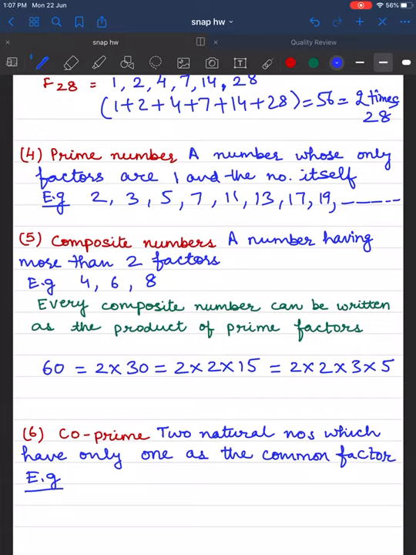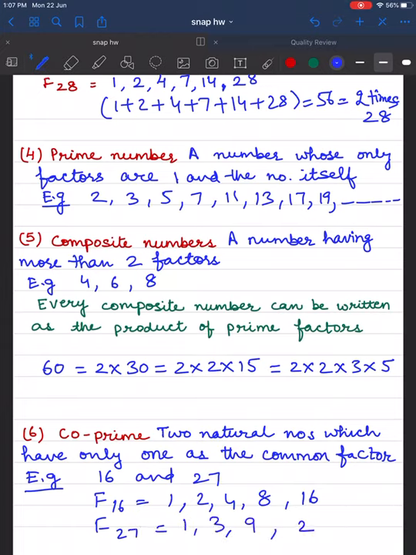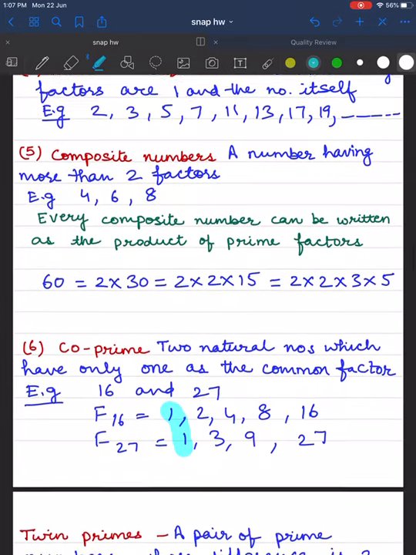Coprime. Two natural numbers which have only one as the common factor are called coprimes. For example, 16 and 27. Now factors of 16 are 1, 2, 4, 8 and 16. And factors of 27 are 1, 3, 9 and 27. So here you can see 1 is the only common factor of 16 and 27. So 16 and 27 are coprimes.